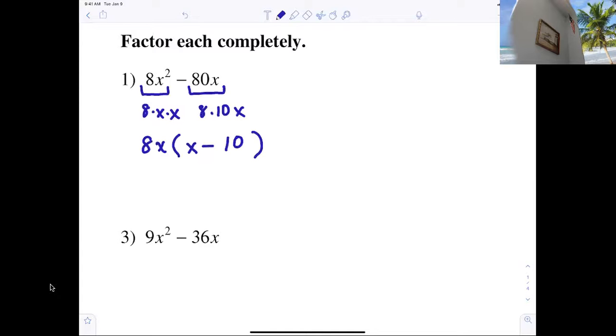What's 80 divided by 8? 10. That's where that 10 came from. 2 minus 1 is 1. That's where that X came from. 1 minus 1 is 0. That's why there's no X at the end. Now, does everybody understand? I cannot help you any better than that. And I'm not bragging. I can't do any better.